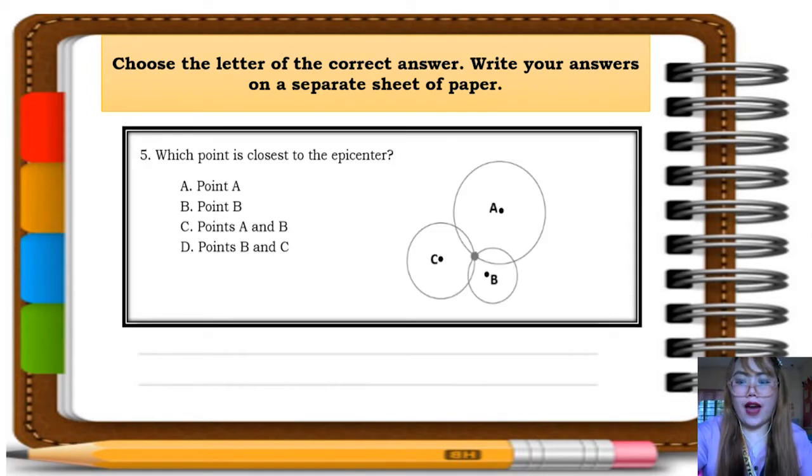Number 5. Which point is closest to the epicenter? A. Point A, B. Point B, C. Points A and B, D. Points B and C.